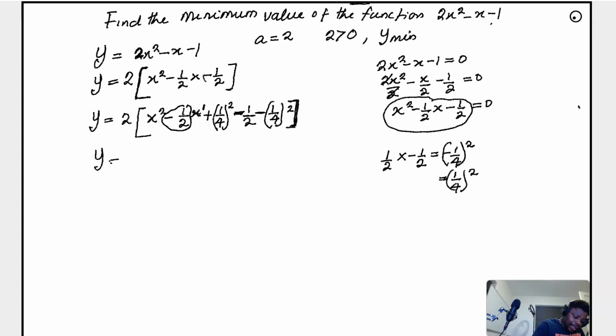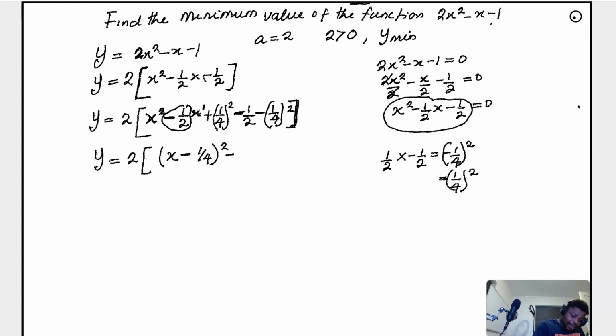So y is equal to 2. Now, this is x squared, and this is 1 over 4 squared. So x and 1 over 4 squared. Remember, the sign here is determined by the sign of the coefficient of x having power of 1. So the sign here is minus, so I put minus here.